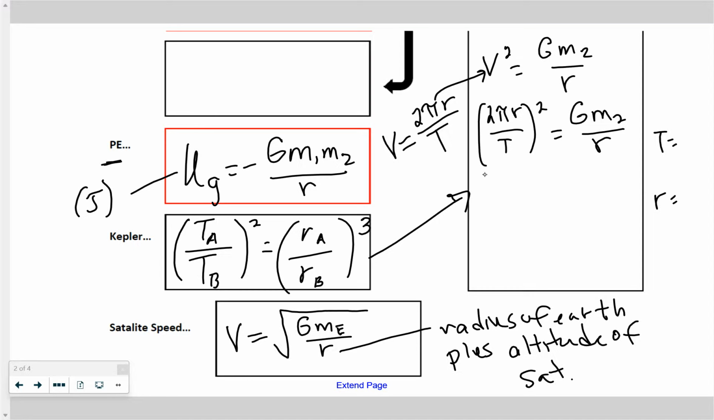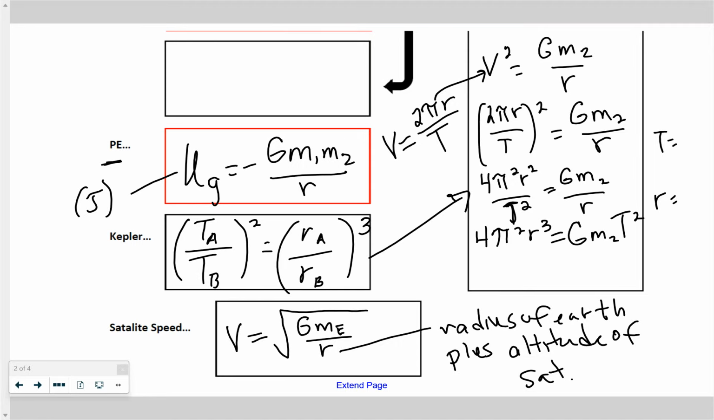So I'm just going to square everything in here: 4 pi squared r squared over t squared is equal to big G. Again, this is mass 2, which is the mass of the central body, over r. Cross multiply this, and I get 4 pi squared r cubed equals big G m2 t squared. Do you see from Kepler's law where the t is squared and where the r is cubed? So that kind of shows us that.